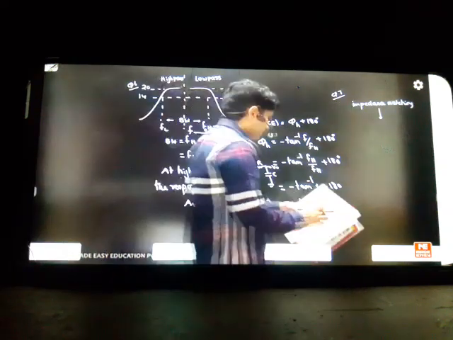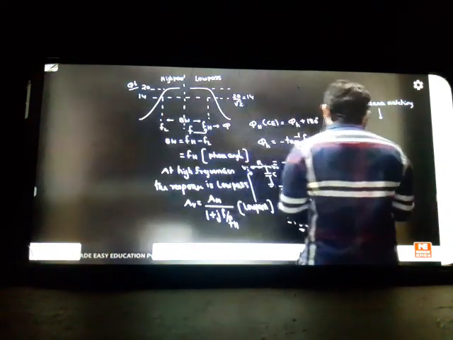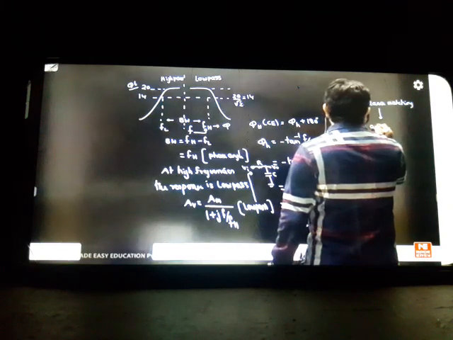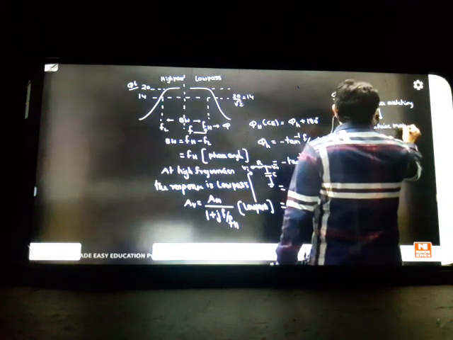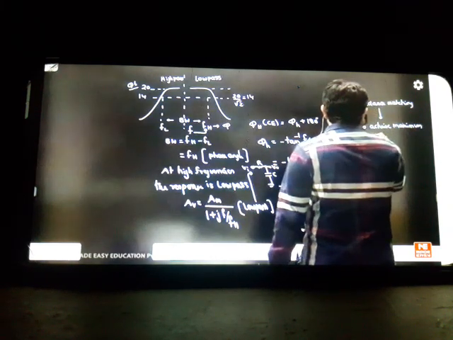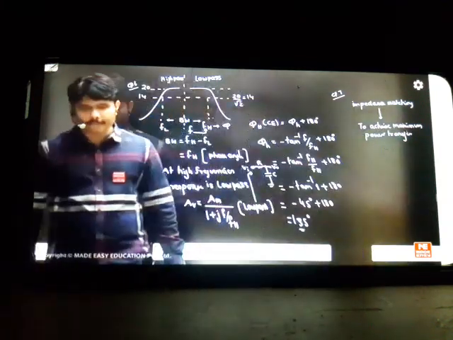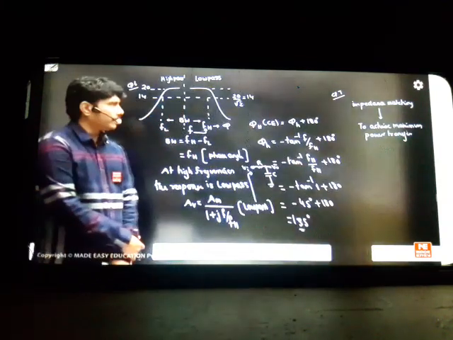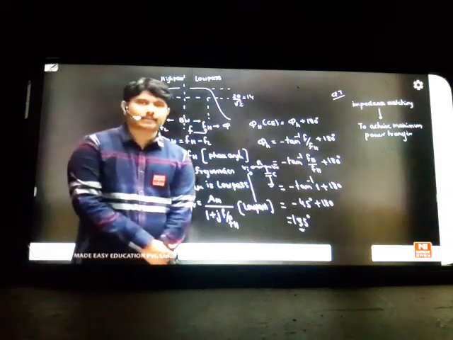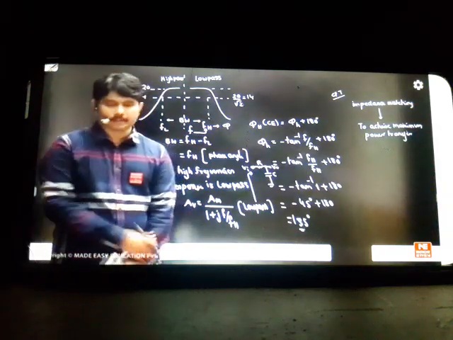So the purpose of impedance matching is to achieve maximum power transfer. For this reason we use impedance matching. If you want maximum power to be delivered to the load, we use the impedance matching technique. The best impedance matching circuits are common collectors or emitter followers.